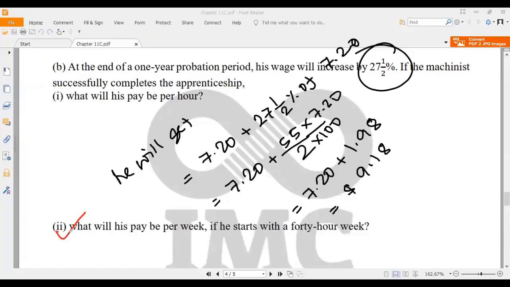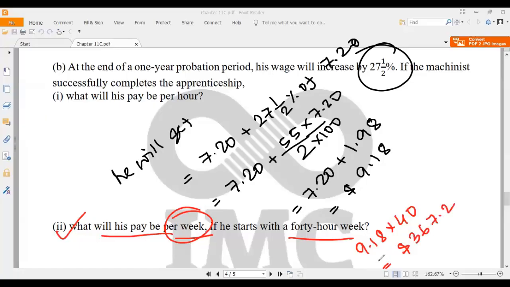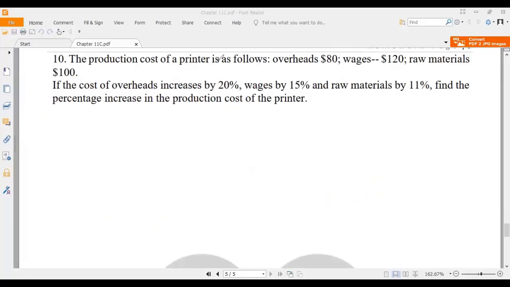Now, question number 2 says, what will his pay be per week? So we need to find out his wage per week. If he starts with a 40-hour week, that means in 1 hour he earns $9.18. So in a week, he will earn 9.18 multiplied by 40, because he can do only 40 hours in a week. So we multiply 9.18 by 40 and we will get $367.2. So right now, he will earn $367.2.